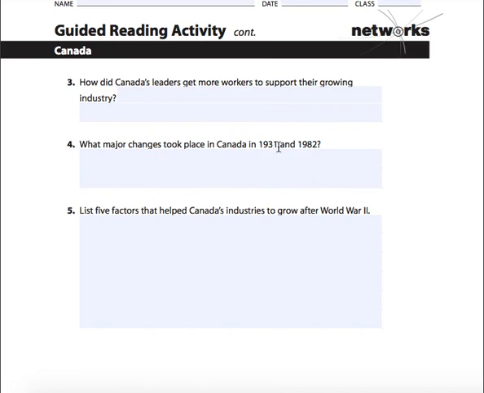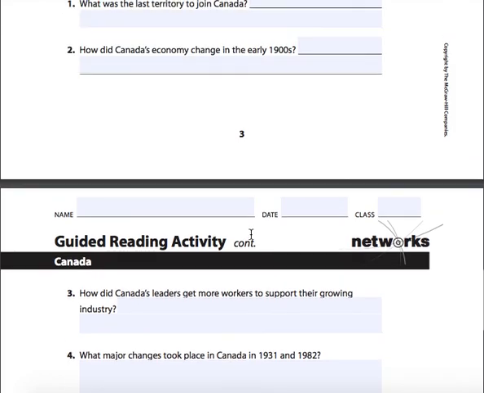So you're looking specifically in number 4 for 2 specific dates in your reading. In number 5, you're looking to list 5 different items that would have been helpful in terms of its industries growing. God's blessings on completing the rest of your assignment.